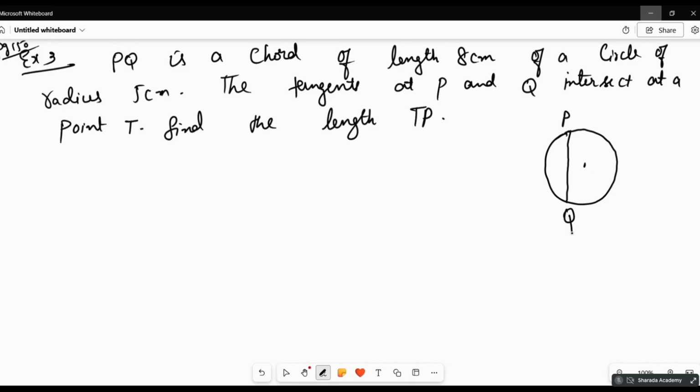PQ is the chord of a circle which is 8 centimeter and radius it is 5 centimeter. Okay, in the radius it is given 5 centimeters. Now the tangents at P and Q intersect at point T. Find the length of TP. You have to find the length of the TP. This is a given question.